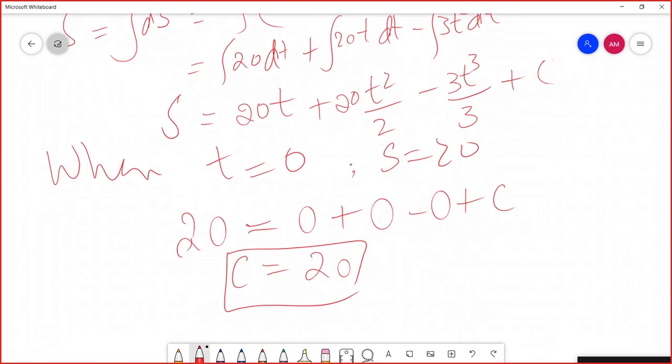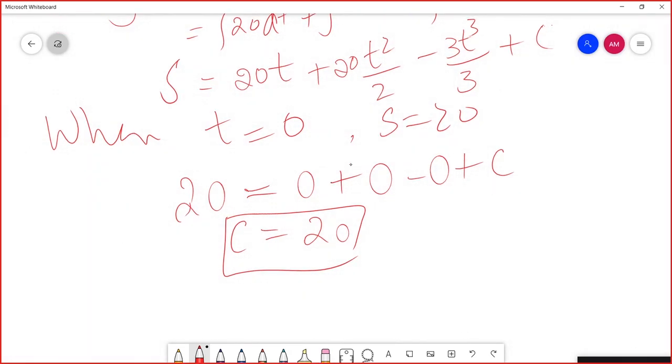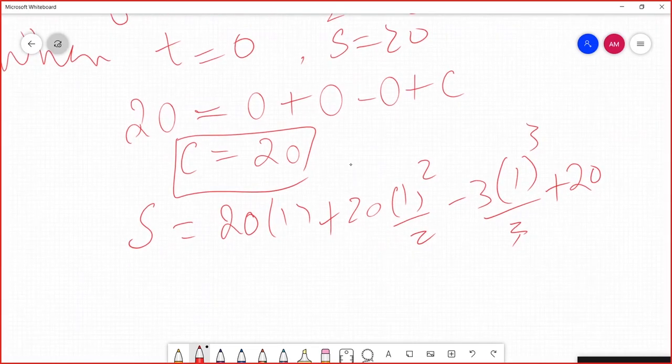Got it? Okay, now it says in the first week of the campaign. So first week of the campaign means T is 1. So we put 20 times 1 plus 20 times 1 squared over 2 minus 3 times 1 cubed over 3 plus, what should be here? 20. Yeah, 20. Can you solve this and let me know the answer, please?